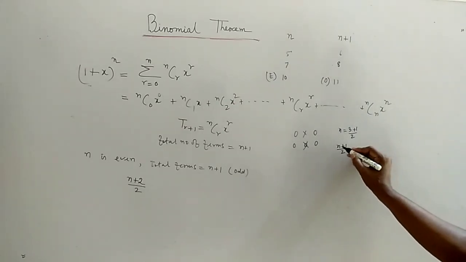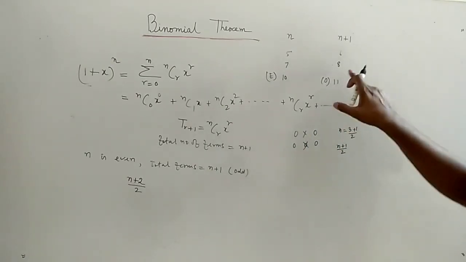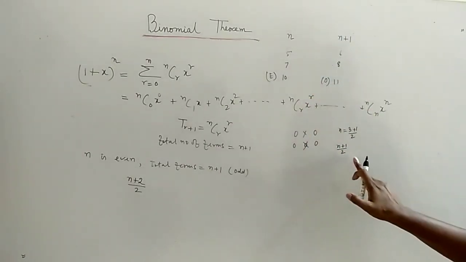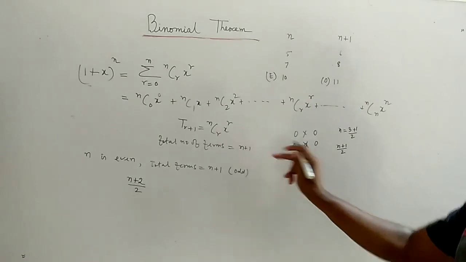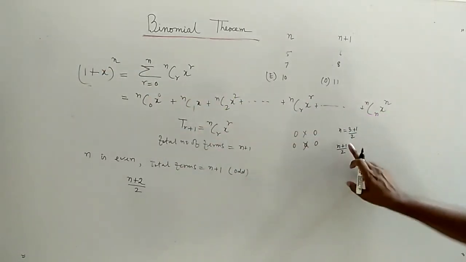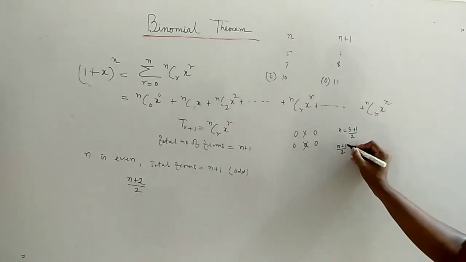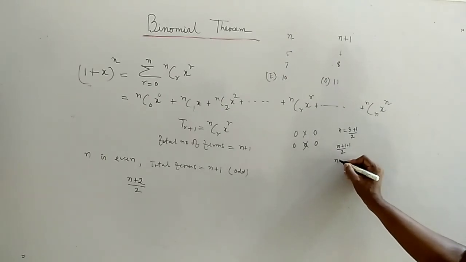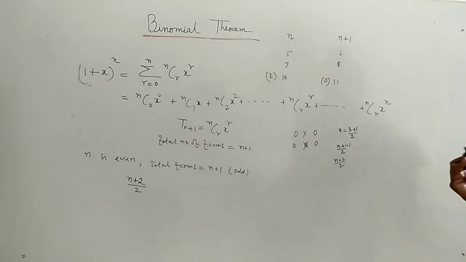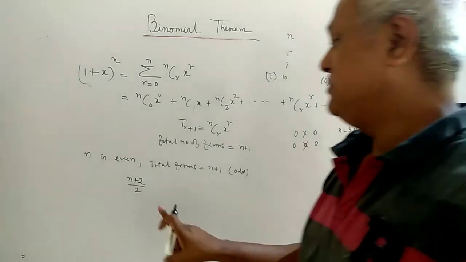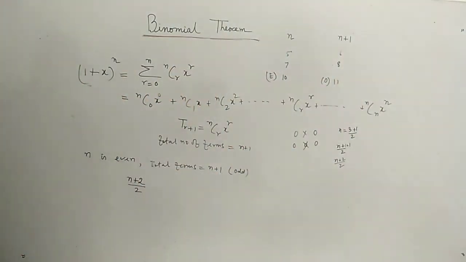But if you take n as the total number of terms, then only this is the case. Because if n is the index here, then the total number of terms will become n plus 1, and the middle is n plus 1 plus 1, that is n plus 2 by 2. So the middle term will be n plus 2 by 2.